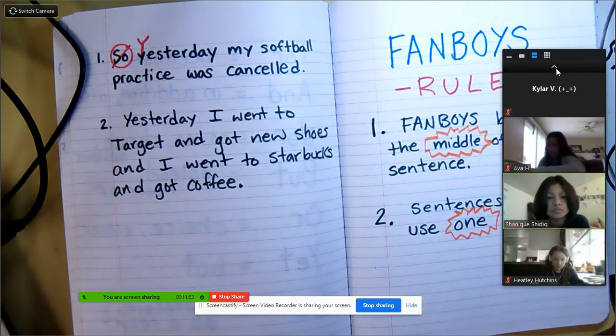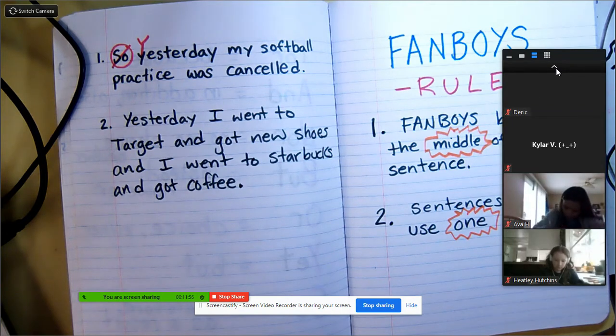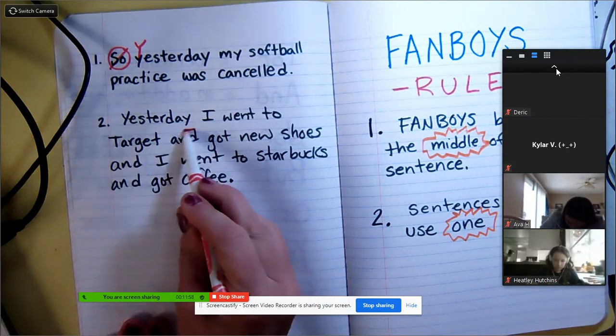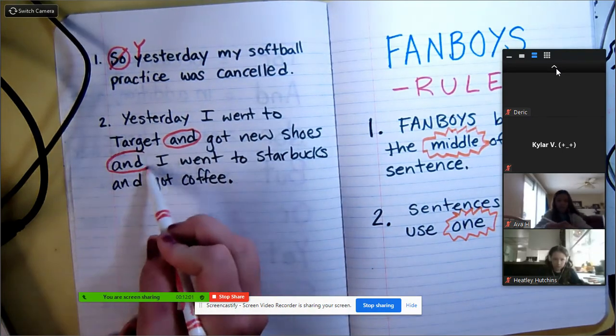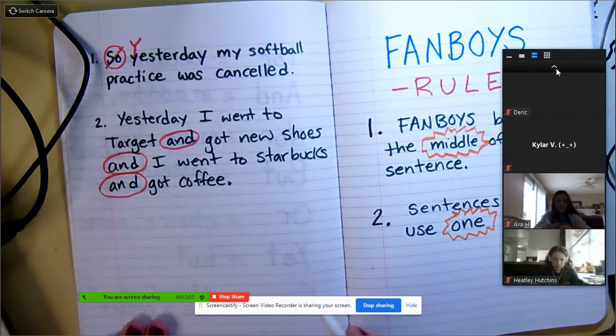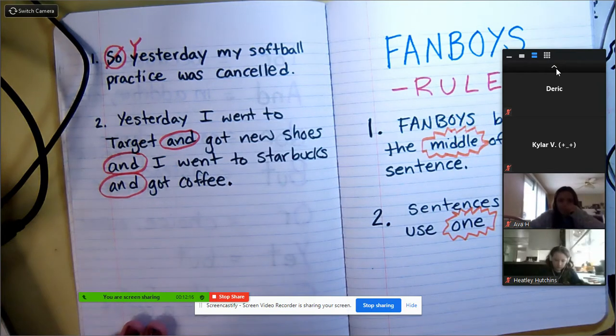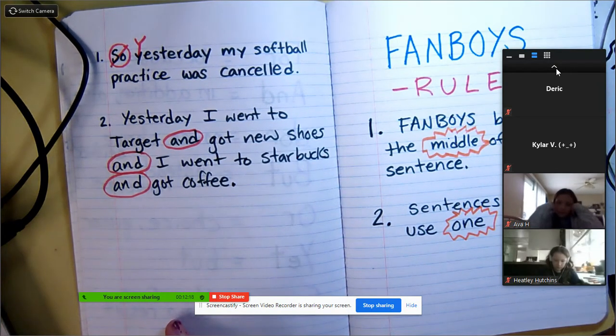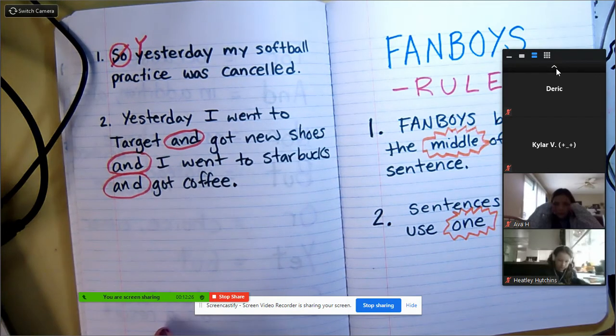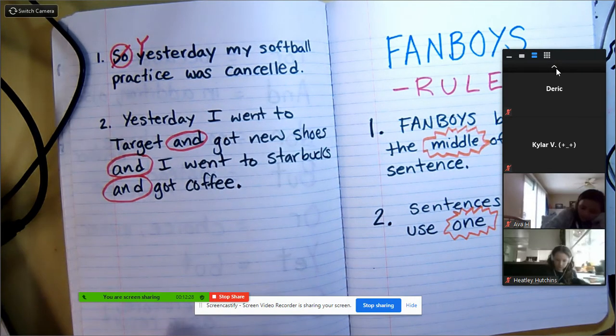You used 2 ands. I actually used 3 ands. I went crazy with ands, right? Shanique, how come I can't use 3 ands? It's the rule. Yeah, it's a rule, right? I can only use 1. So how are we going to fix it? Well, I can keep an and, right? But when I get to the next and, then I run into a problem, okay?